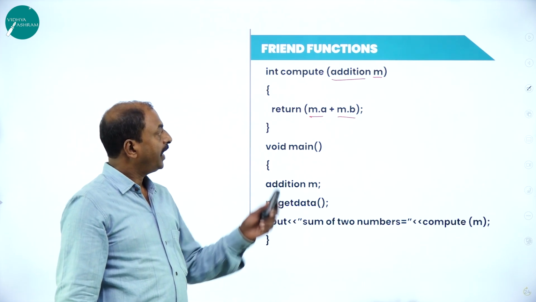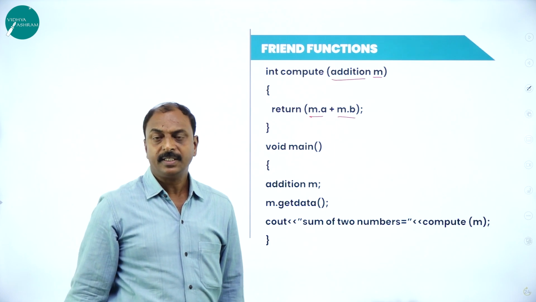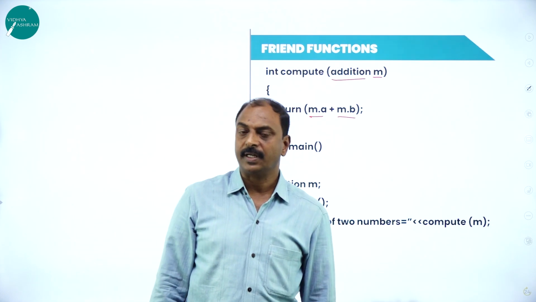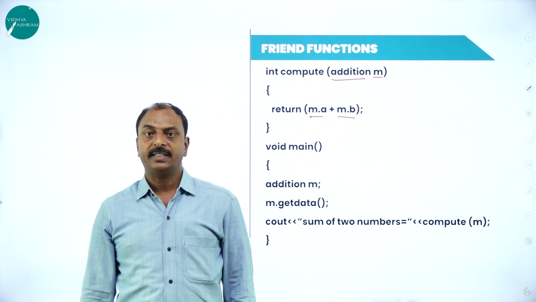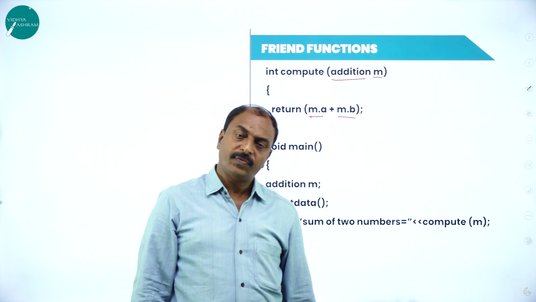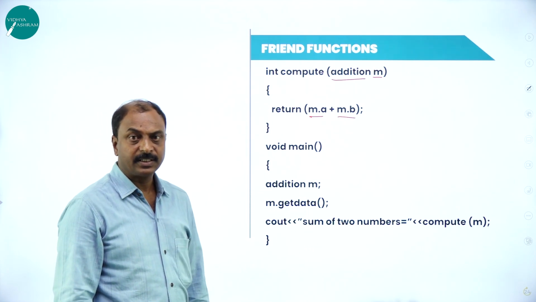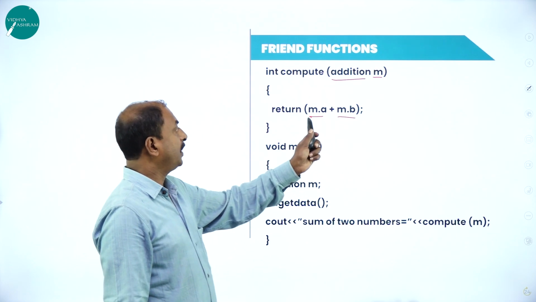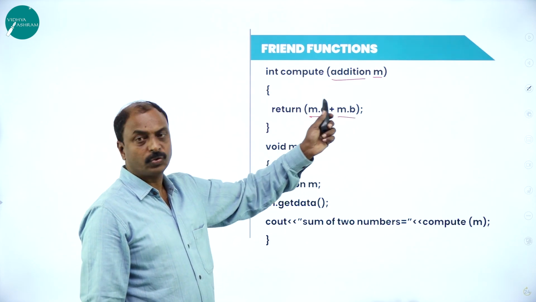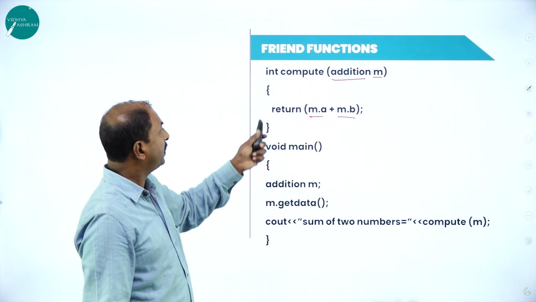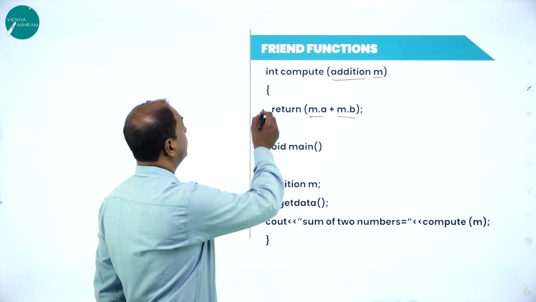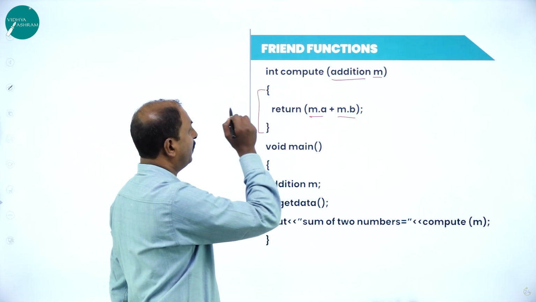So as we have seen in the previous characteristics, data members of a class cannot be accessed directly through the friend function. They have to be accessed through objects. So m.a plus m.b, it is the addition of two numbers. Then close this function. This is the friend function definition.